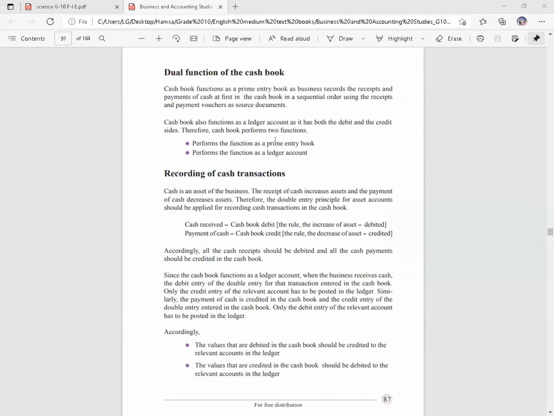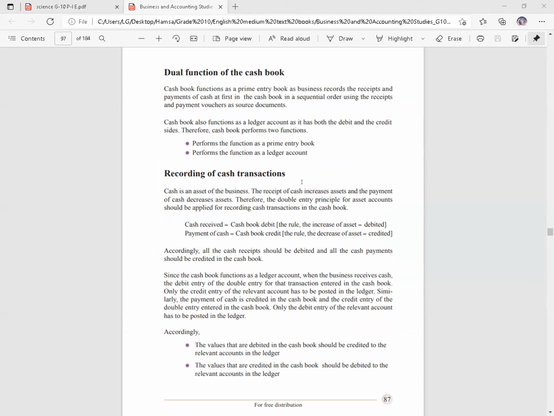Okay, the next one, dual function of the cash book. This is also something we have already learned. Debits and credits are the dual function of the cash book. One entry should be written on the debit side, and the other entry should be entered in the credit side, right? So all the cash received should be entered on the debit side. All the cash payments should be entered on the credit side of the cash book, right?